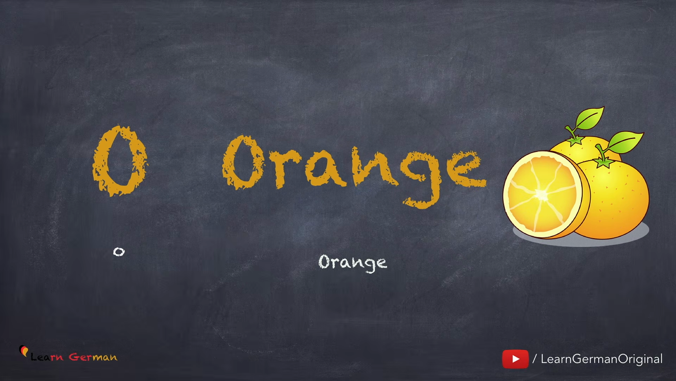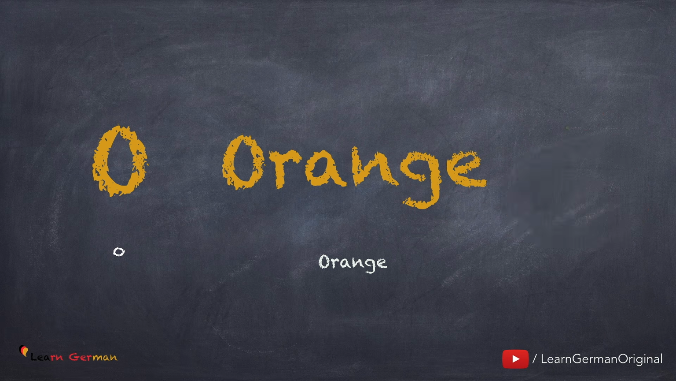O. Orange. When the letter G is at the beginning of a word, then its pronunciation is different, whereas when it's in the middle of a word or at the end, the sound changes.